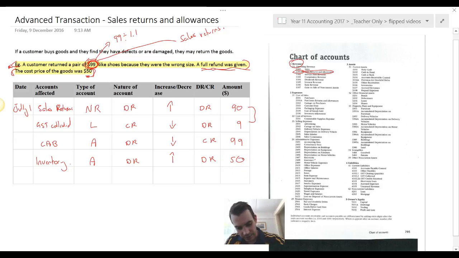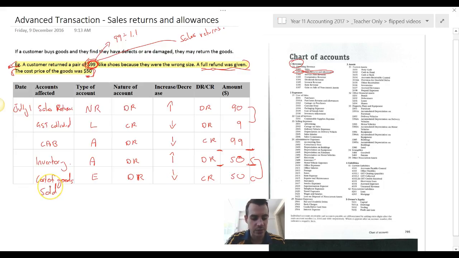The final account affected is cost of goods sold. Cost of goods sold is an expense account. Expenses by nature are debits. Now, this is a little bit tricky, but basically we know from this entry here that this is a debit, so this has to be a credit of $50 because our debits must equal our credits. Therefore, this account here must decrease. So our cost of goods sold is going to decrease by $50.